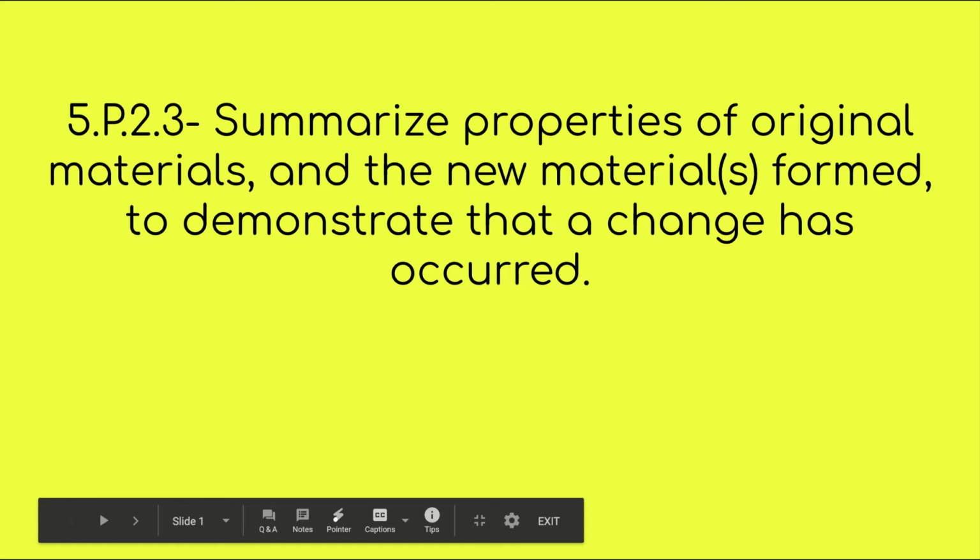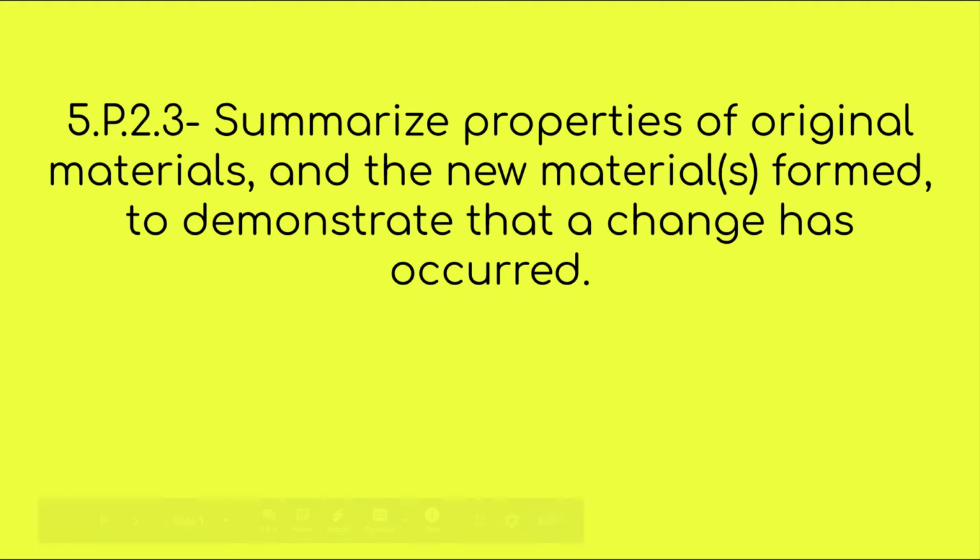Okay, so today we're going to go a little bit deeper into telling what happens before and after a change, and whether it was a physical or chemical change. What the standard reads is you can summarize the properties of original materials and the new materials formed to demonstrate that a change has occurred. All that means is I can tell you the properties before I change something, and the properties after I change something, and I can tell you if it was a physical or a chemical change.